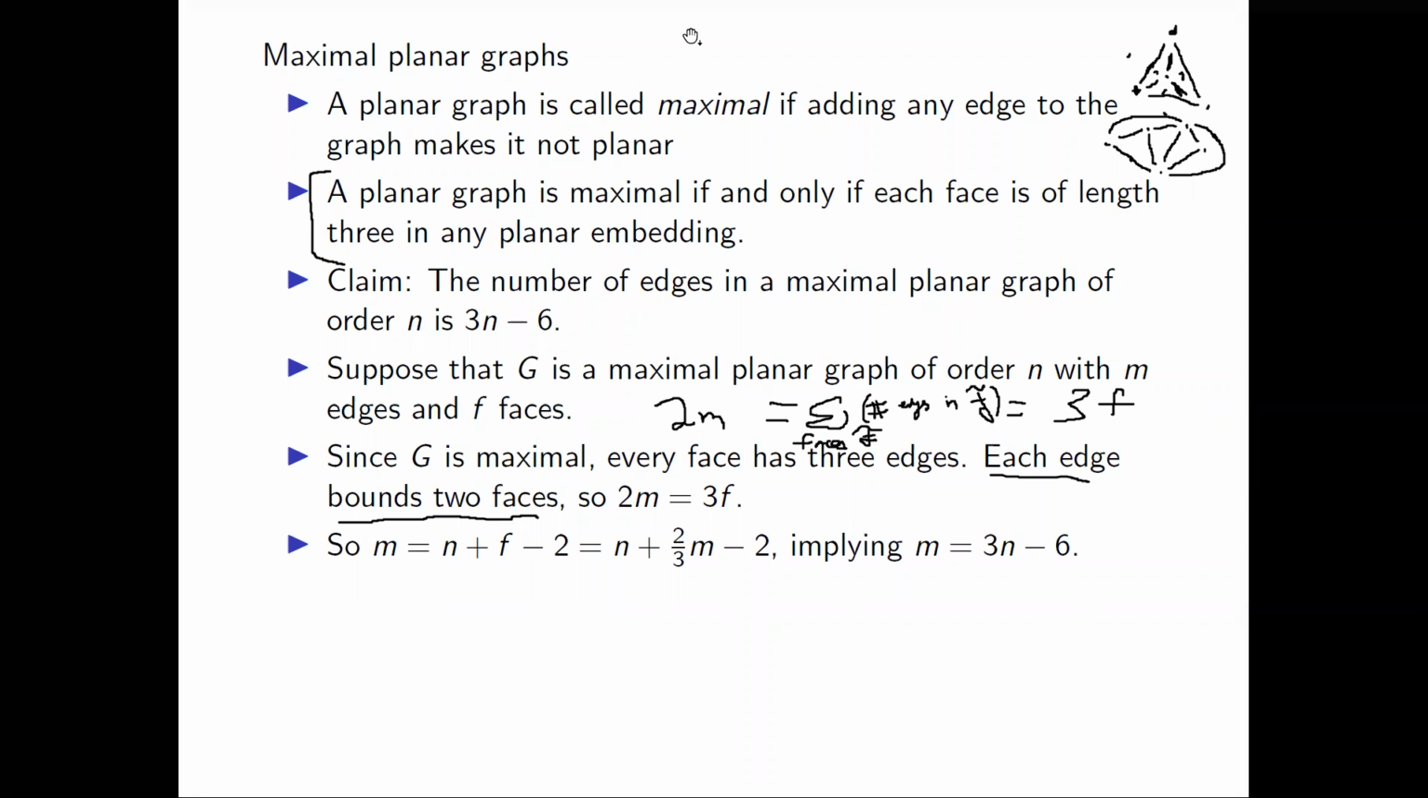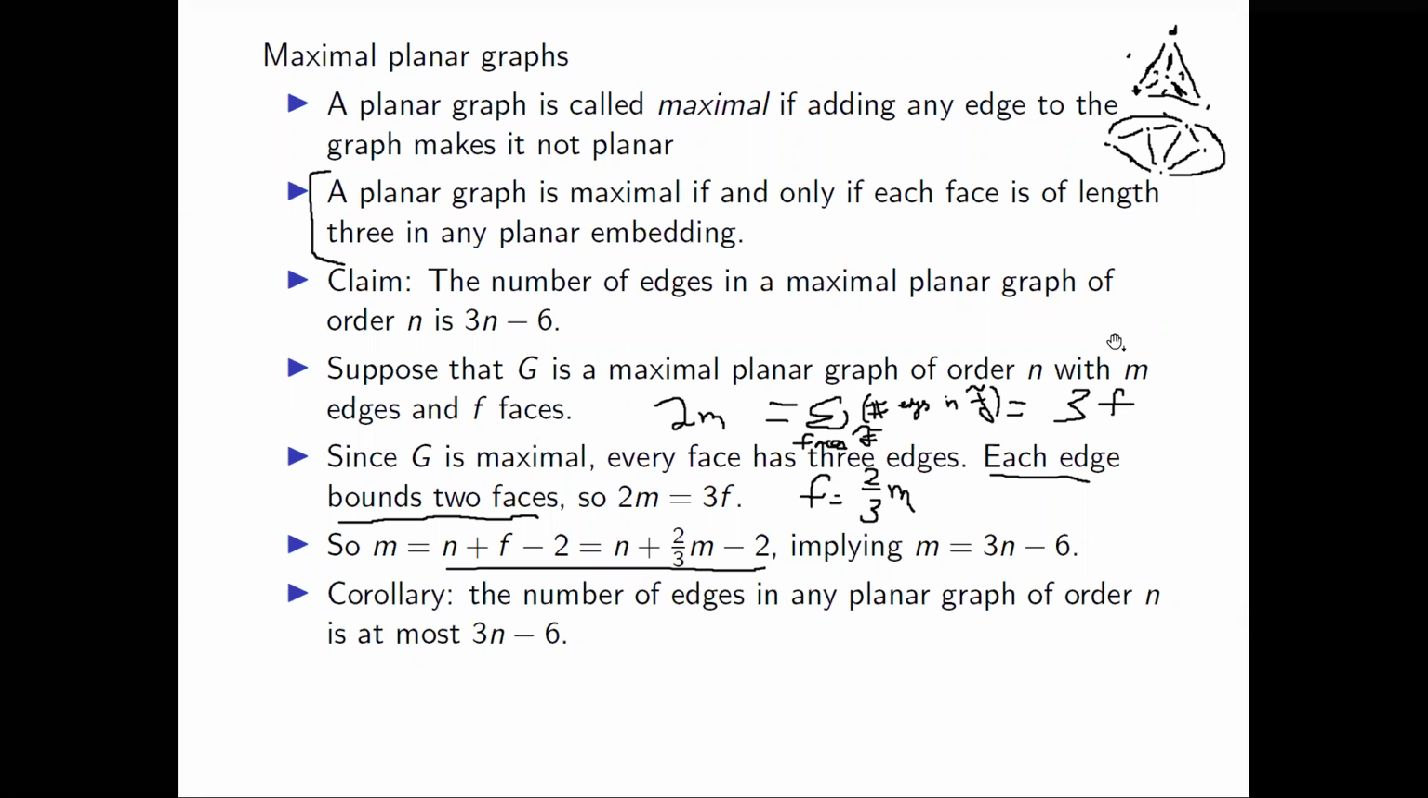And we can plug that into Euler's formula. And we're applying that because this graph is connected, because it's maximal. So we know if it was disconnected, we could keep on adding edges to it till it's connected. So we have a connected planar graph. We can apply the Euler's formula that we proved for connected planar graphs. And since we know that 2m equals 3f, we can say that f equals 2/3 m. So we substitute that in to the Euler's formula, and we solve for the m to get m equals 3n minus 6.